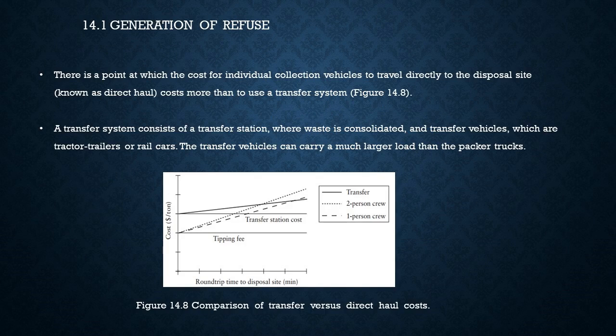There is a point at which the cost for individual collection vehicles to travel directly to the disposal site, known as direct haul, costs more than to use a transfer system. Figure 14.8. A transfer system consists of a transfer station, where waste is consolidated, and transfer vehicles, which are tractor-trailers or rail cars. The transfer vehicles can carry a much larger load than the packer trucks.